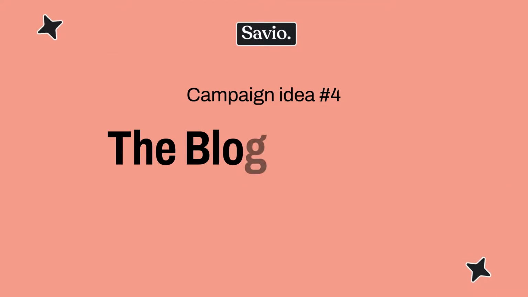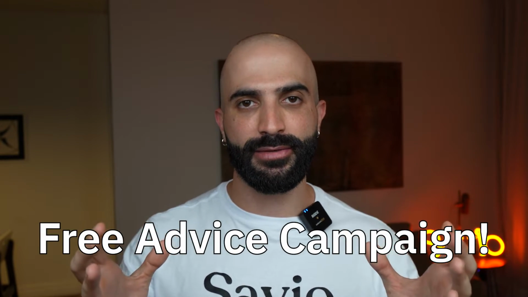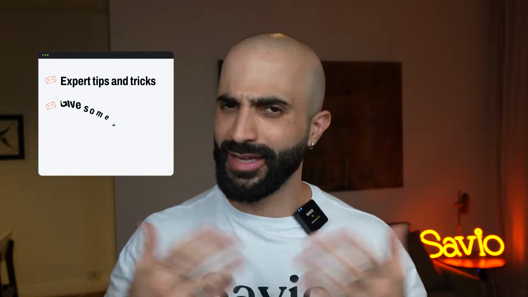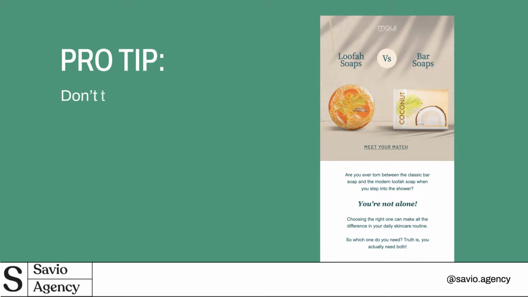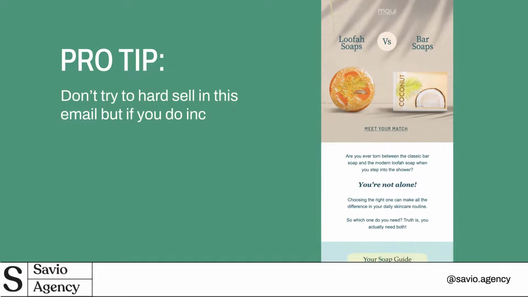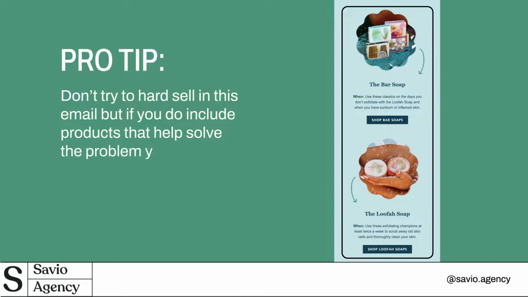Campaign idea number 4, the blog content campaign. This is the free advice campaign. Share those expert tips and tricks, give some valuable advice, and make your brand stand out as the leader in your industry. Pro tip, don't try to hard sell in this email, but if you do include products that help solve the problem you talked about, that would be a win-win.